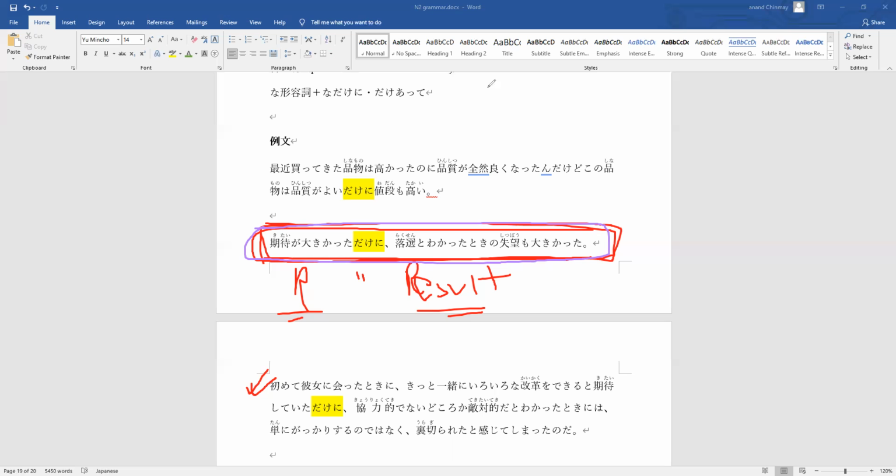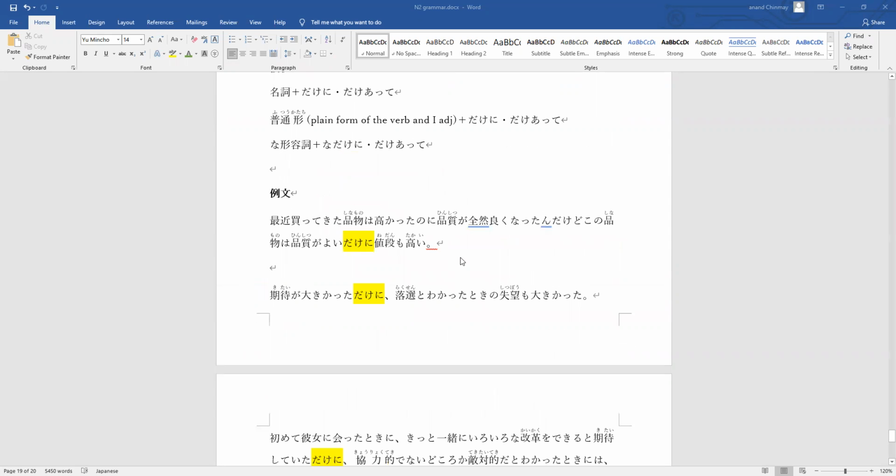First the reason, second the result. Why was the disappointment also high at the time of the rejection? Because the expectation was high. So do it in reverse and you will get the sense. Kitai ga okikatta dake ni, rakusen to wakatta toki no shitsubo mo okikatta. This was an easy sentence to get.